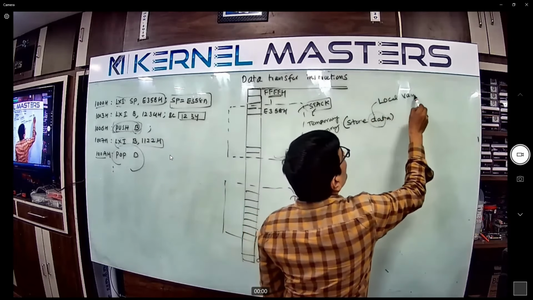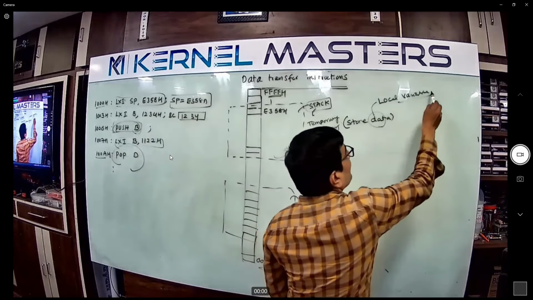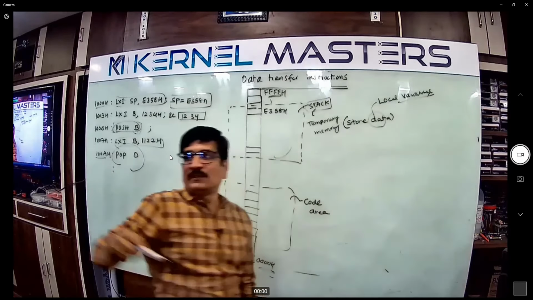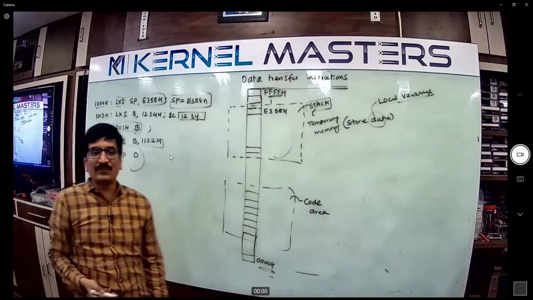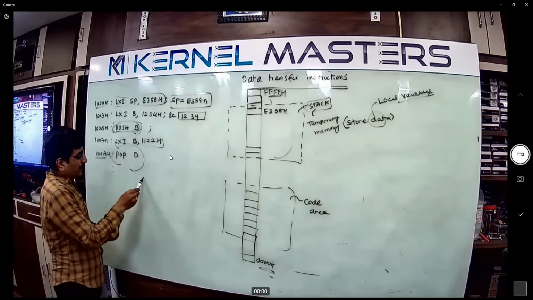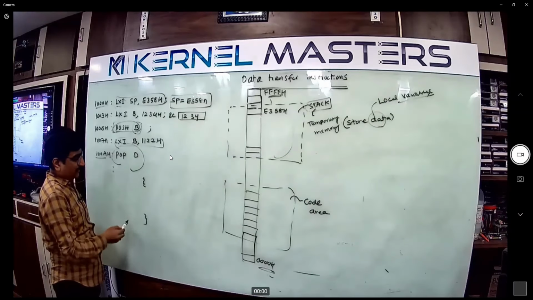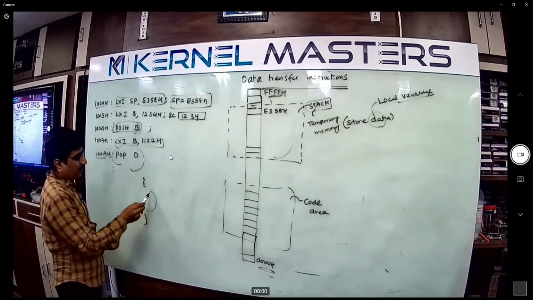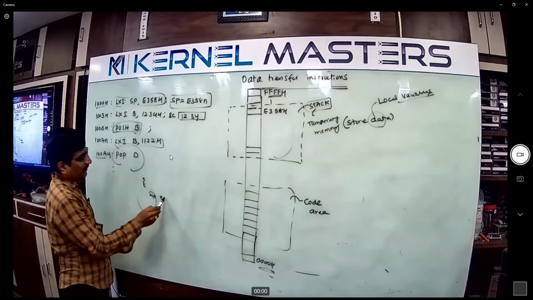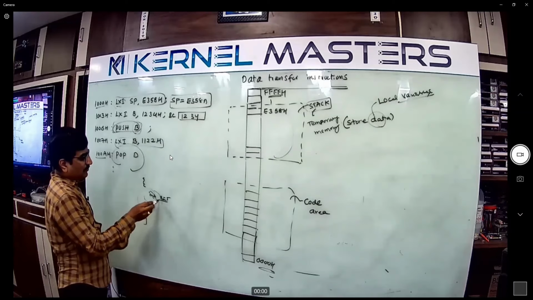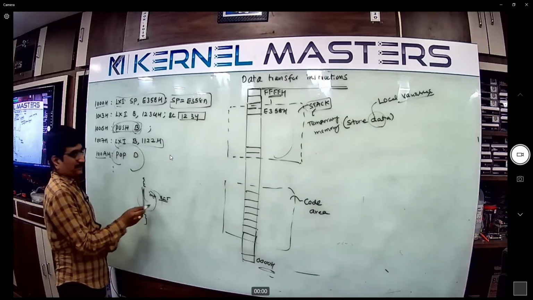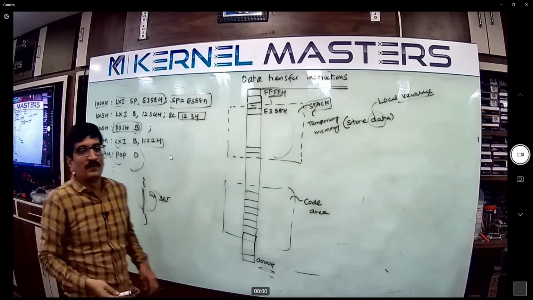Tomorrow when you write in the C programming language, local variables are inside a function. From the beginning of the function to the ending, there may be some local variable, like integer x equal to 5. The meaning of a local variable is its scope: it cannot be visible outside the function. I told you yesterday also, a very simple understanding.